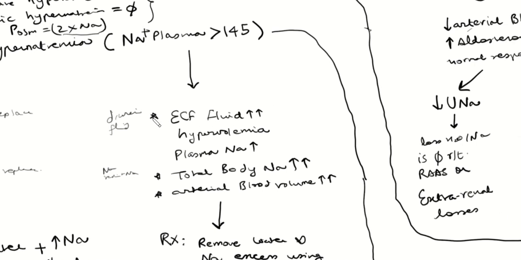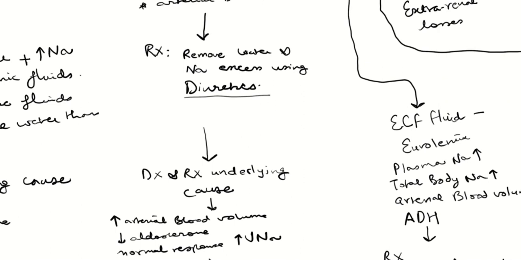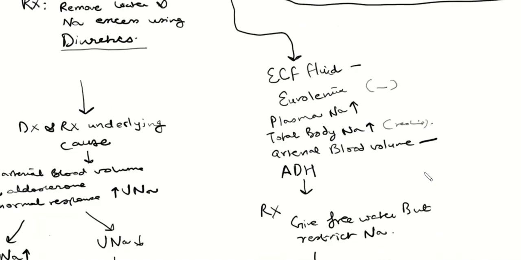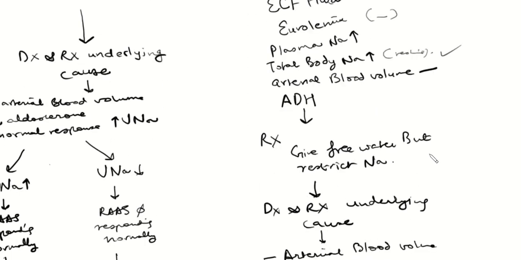Last, so we've covered hypo, hyper. What's the last one? Euvolemic. So if plasma sodium is high and they're euvolemic, their total body sodium is going to be high. So what are you going to do with euvolemia? Nothing. What are you going to do with total body sodium that's high? I'm going to restrict it. So this patient is going to be on sodium restriction. That's the big thing with this kind of issue. And then diagnose and treat underlying cause.